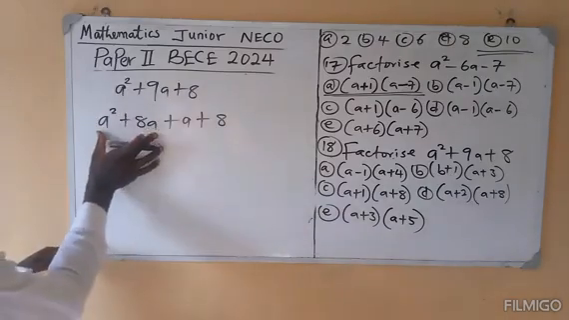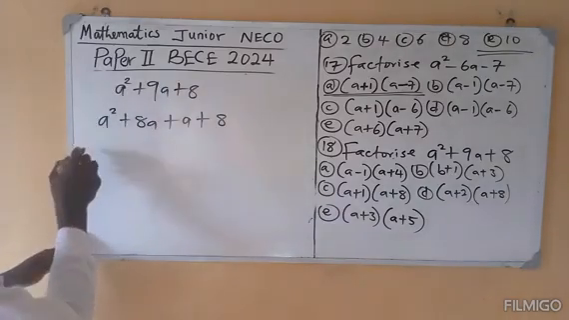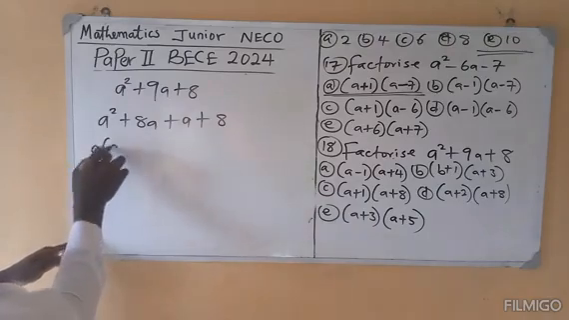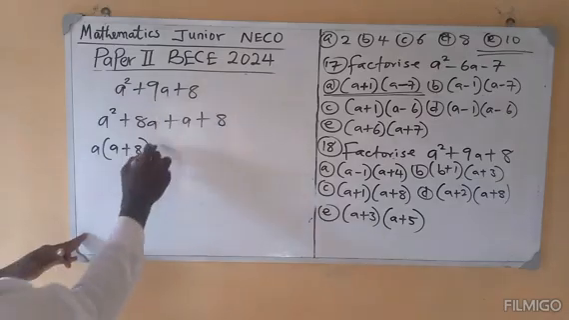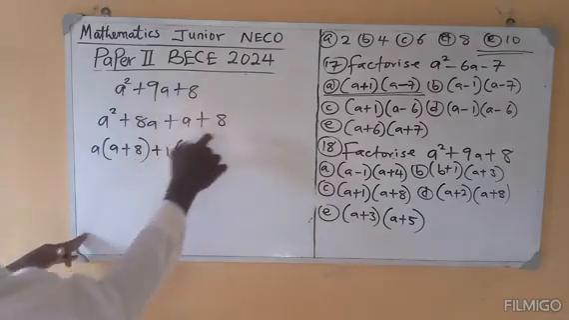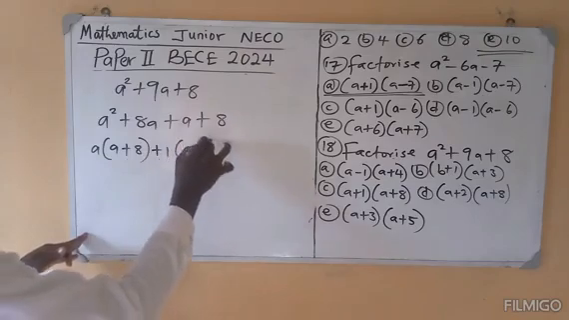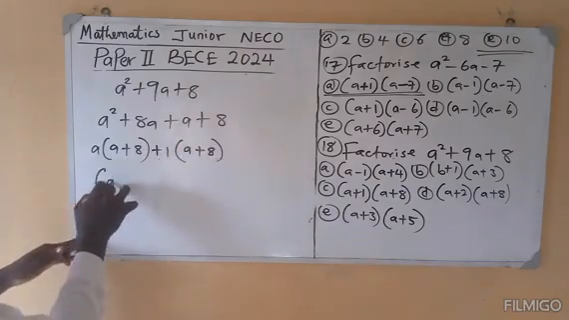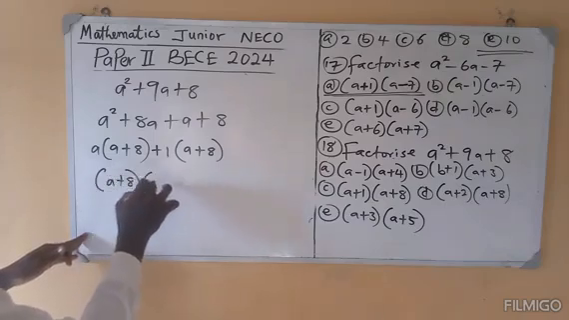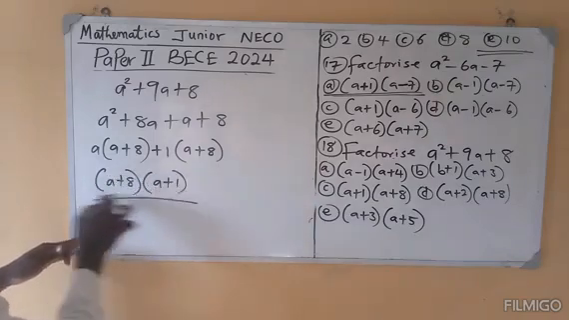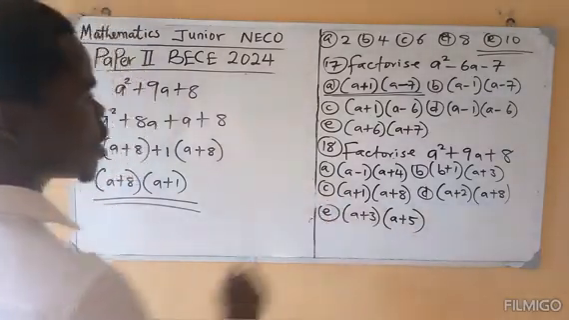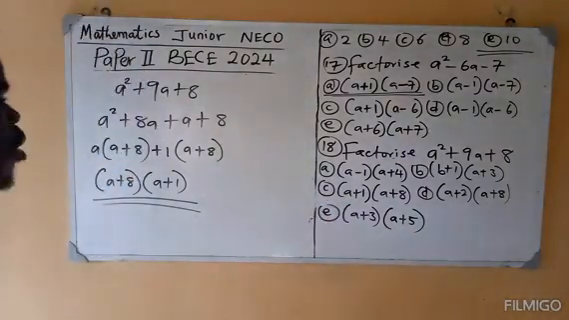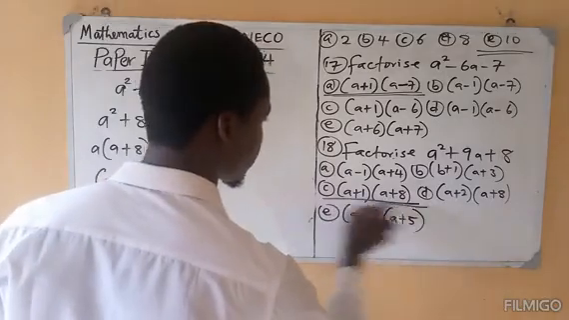Okay, so now let's pick the first two. When you pick the first two, a is common. We factor out a plus 8. Pick the next, plus 1 is common, and then we are left with a plus 8. So we pick out what is common, a plus 8 and a plus 1. So this is the final answer. So let's check the options. You can see that option C is correct. Option C is the correct answer.